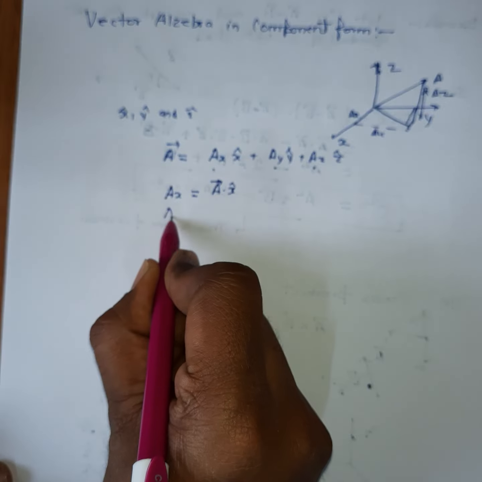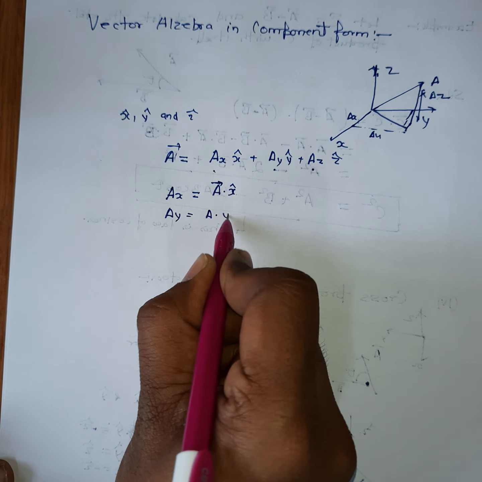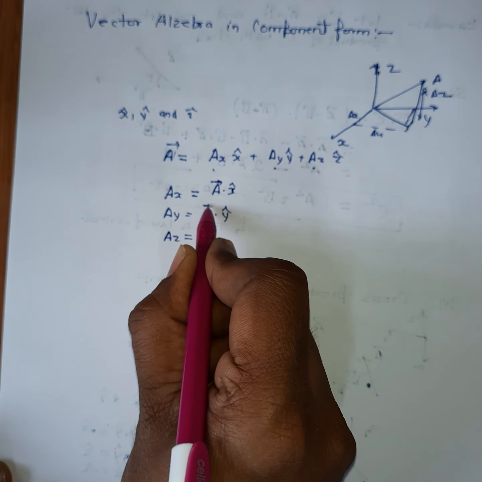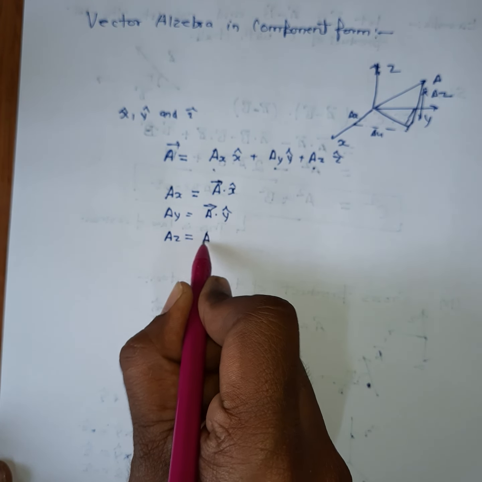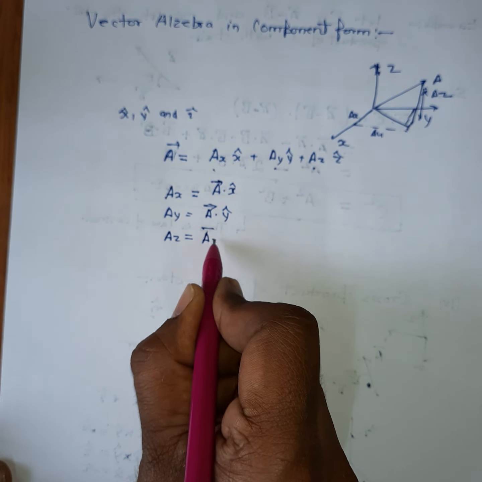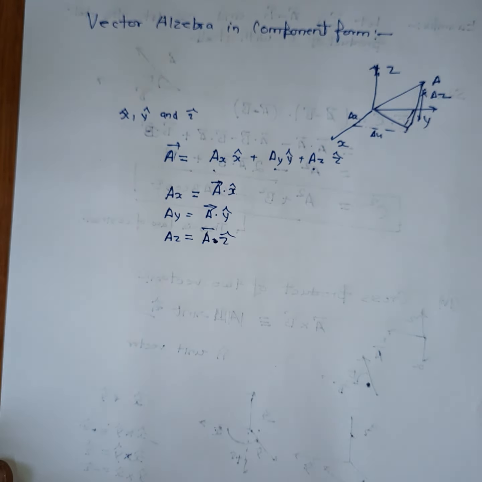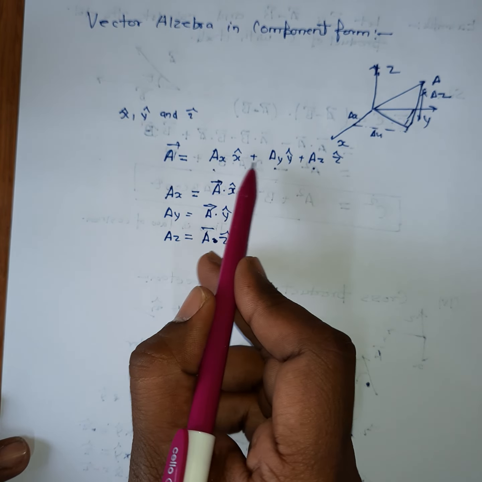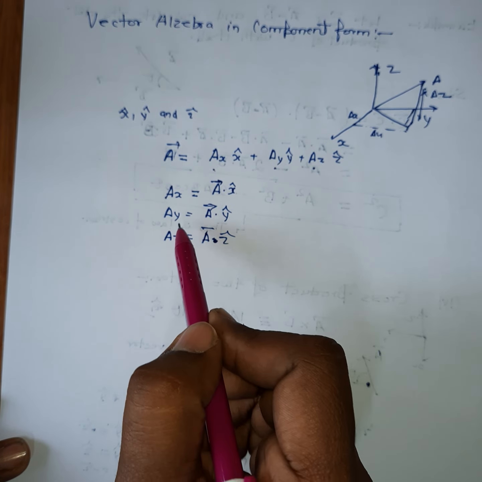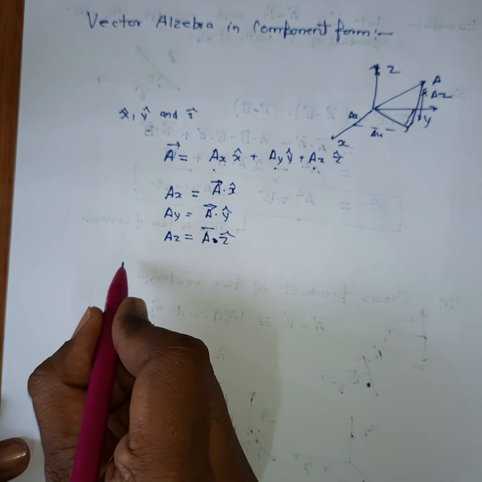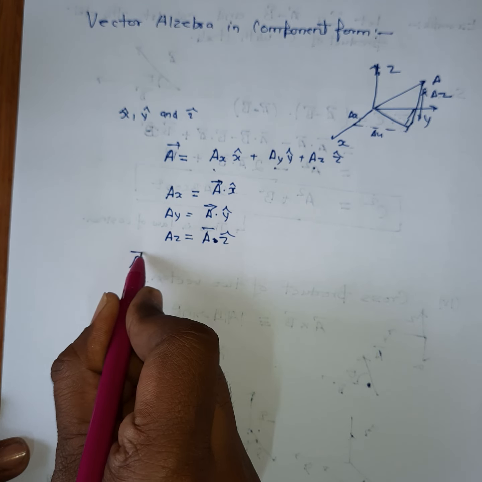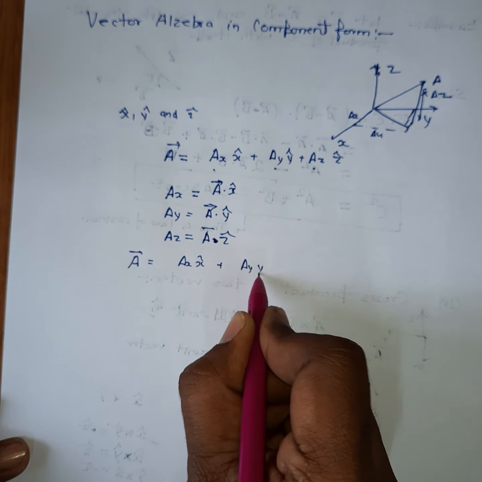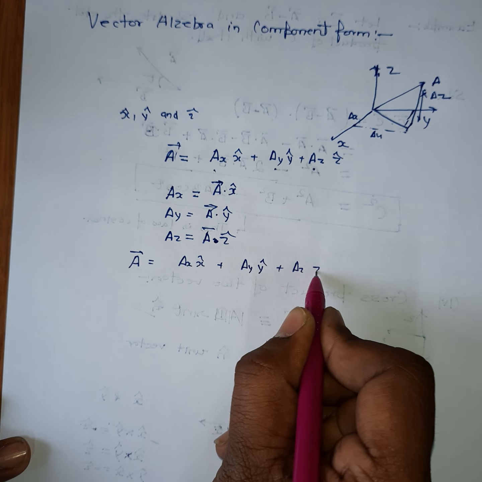Similarly, you can write ay is equal to a dot y cap, and az is equal to a vector dot z cap. Okay, now it should be clear to you what the resolved components of any vector along x-axis, y-axis and z-axis are. So you can write any vector in this form, as we have written a vector as ax x cap, ay y cap, az z cap.